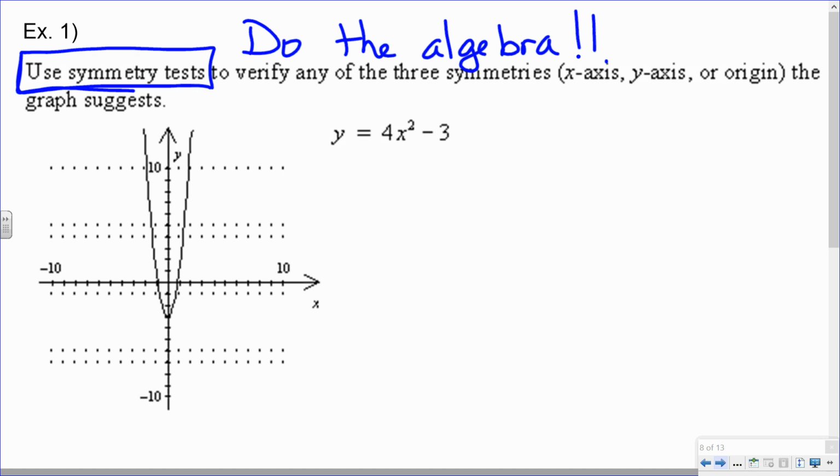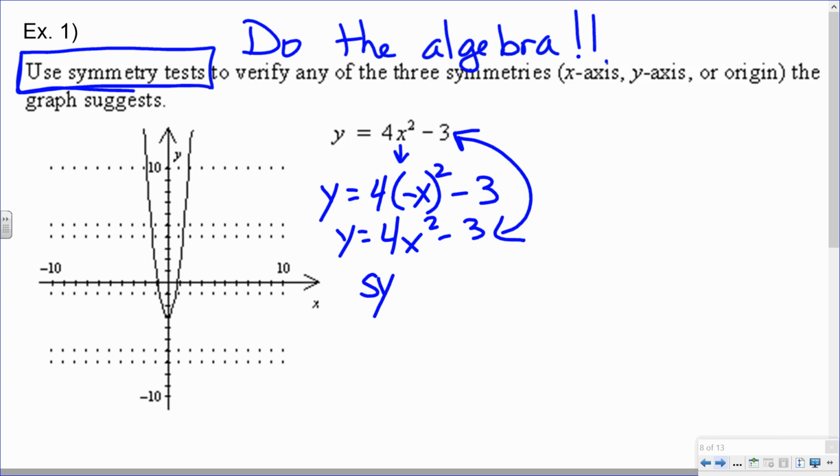So symmetric about the y-axis. Do you think it'll be symmetric about the x-axis? Think it'll be symmetric about the origin? So we're guessing just the y-axis, so let's do that first. To test for y-axis, we need to change x to minus x. So we'll keep y. Instead of x times x, we'll have minus x times minus x, and we'll keep the minus 3. Minus x times minus x is just x squared. Does that match?